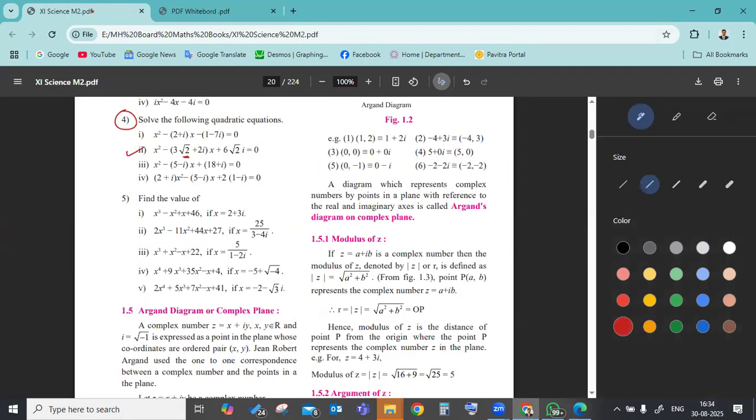Okay. Now tell me, what should we do with this example? Next example. What should we do with this example? Tell me the procedure to solve this quadratic equation.